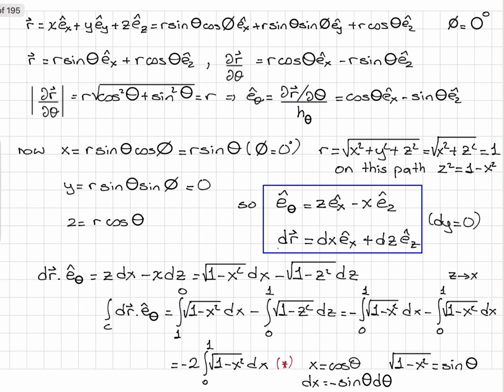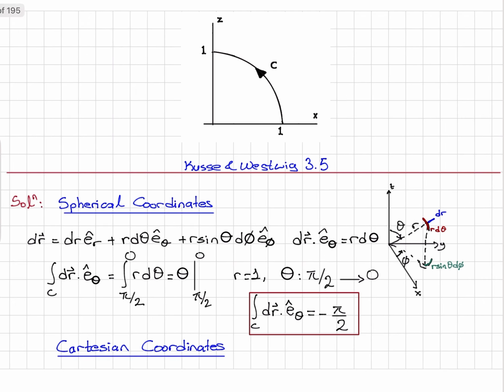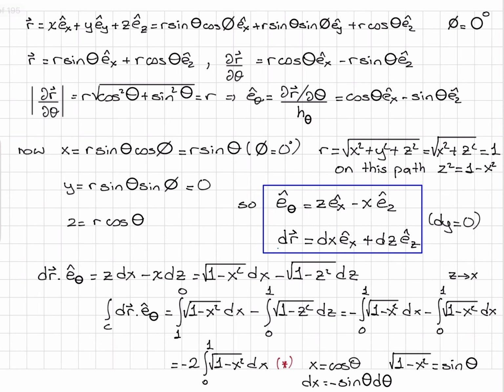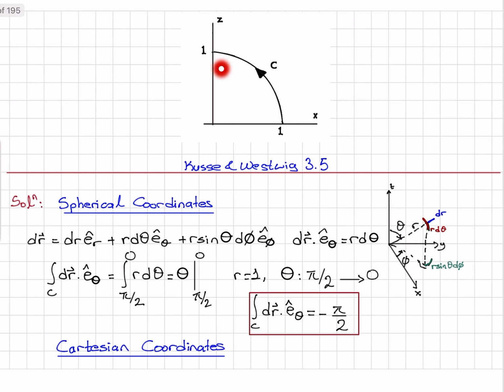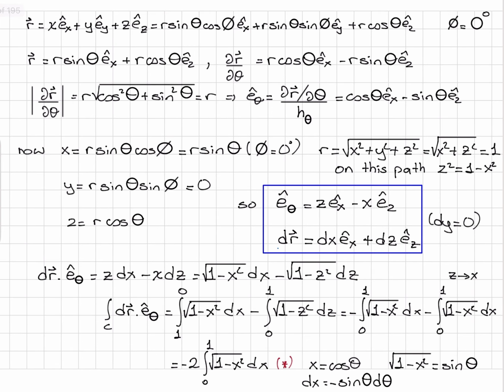Okay, now in Cartesian coordinates, I started out by writing the position vector x ex hat, y ey hat, z ez hat. In terms of spherical coordinates, r sine theta, r sine theta cosine phi, r sine theta sine phi, and r cosine theta ez hat. Because we are working on the xz plane, phi is equal to 0, which means this term is 0 and this term is r sine theta. So we have r sine theta ex hat plus r cosine theta ez hat.